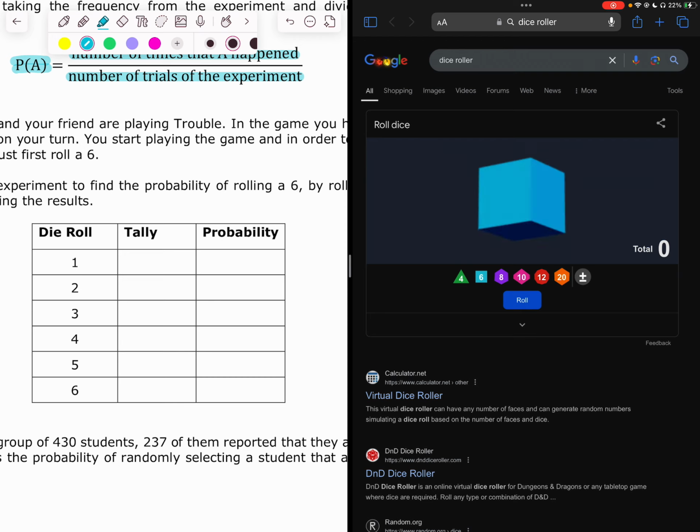So I'm going to roll the dice and our first roll is a 1. So I'm going to put a 1 in the tally. Roll again. Now we got a 6. And I'm going to keep going until I have 20 rolls.